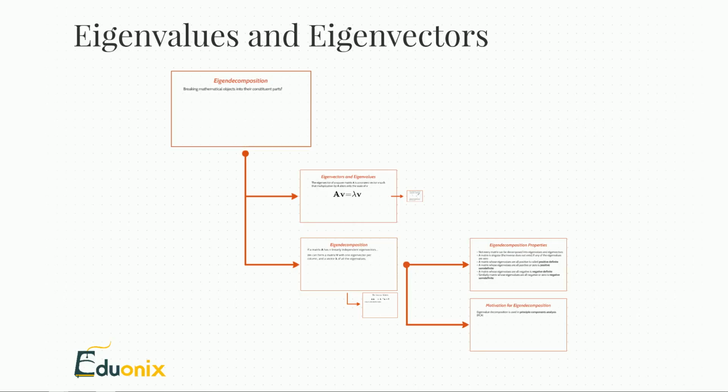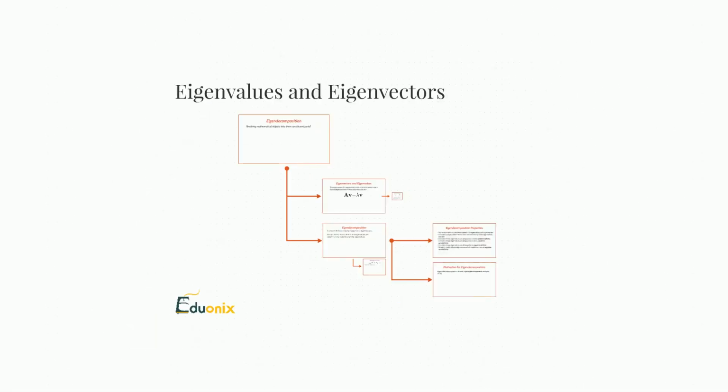In this lecture, we're going to talk about eigendecomposition. We'll explain eigenvectors and eigenvalues, what they are. We'll talk a little bit about some of the necessary matrices that go into finding eigenvalues and eigenvectors, such as the identity matrix and the inverse matrix. And then we're going to move on to some of the properties of eigendecomposition and conclude with the motivation for eigendecomposition, which, spoiler alert, is going to be principal component analysis. All right, so let's go ahead and dive right in.